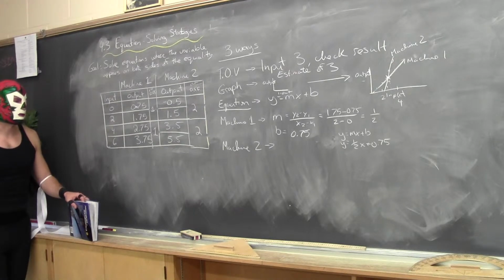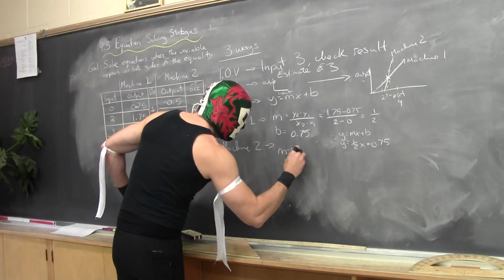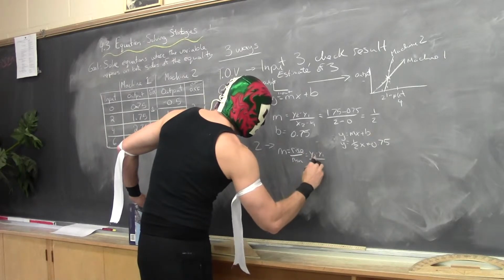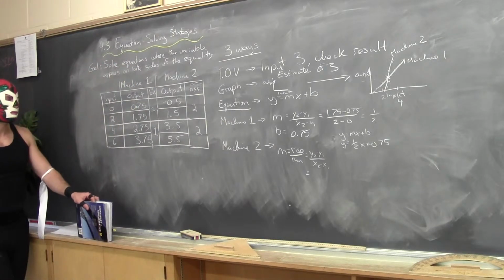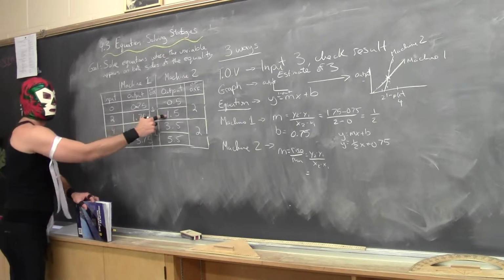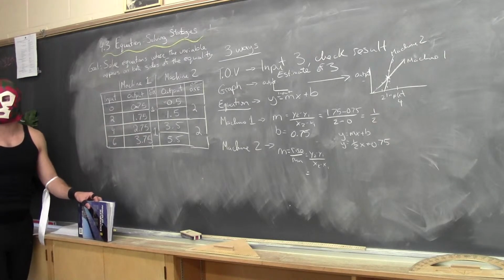All right, Jacob, you're going to help us with the next one. What's the equation for slope? Rise over run. Good. So rise over run, which is y2 minus y1 over x2 minus x1. Which is what for machine 2? Does it matter if we pick this as y2 and this as y1, or this as y2 and this as y1? Doesn't matter, right? Any points.